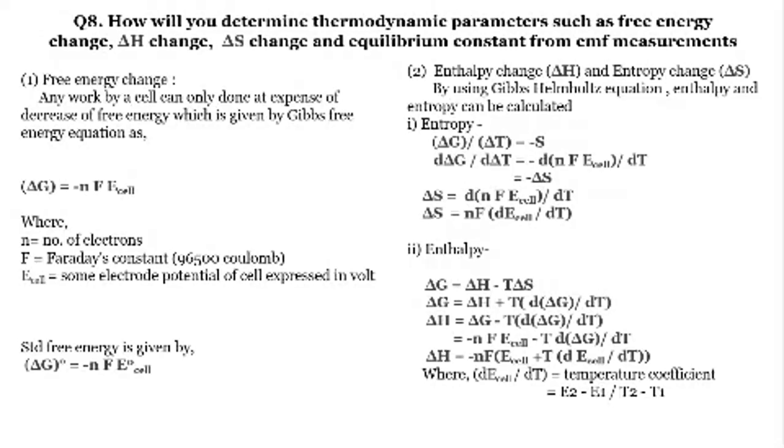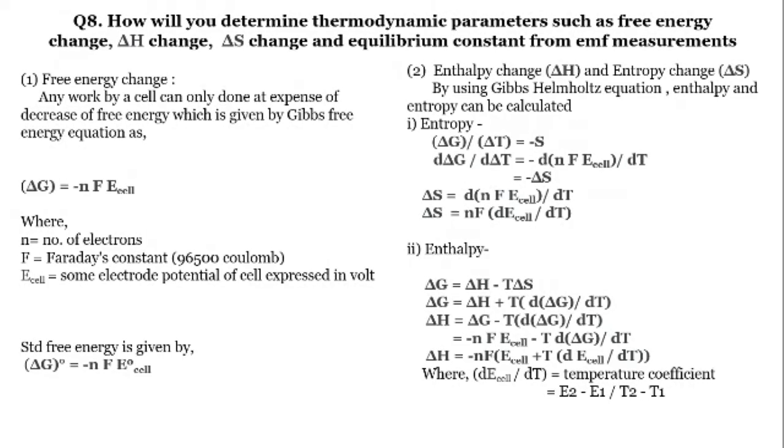For the enthalpy, delta G is equal to delta H minus T delta S. Now here we will substitute for delta S. After substitution of all these things, delta H is equal to delta G minus T in bracket d delta G upon dT. When you substitute for delta G in both the terms, we get minus NFE cell minus T d delta G upon dT. When you take minus NF common, we get E cell plus T in bracket dE cell upon dT, and dE cell upon dT is nothing but the temperature coefficient. By knowing the temperature coefficient, you can easily calculate the change in entropy and the change in enthalpy. That you have to remember.